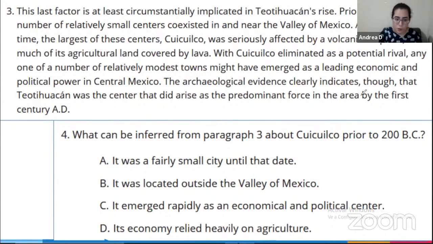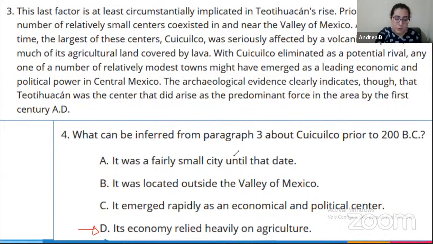You agree? Okay, that's good. That's actually perfect. That's right. D was the right answer. So you got it. Its economy relied heavily on agriculture. Perfectly done. And yes, you explained it perfectly.